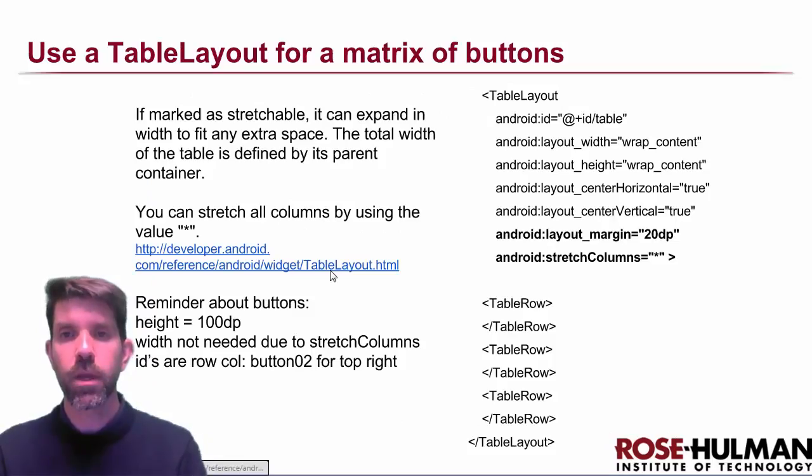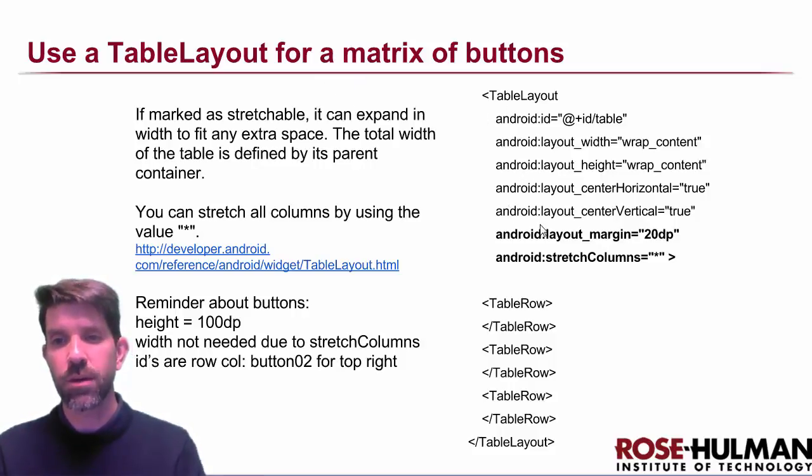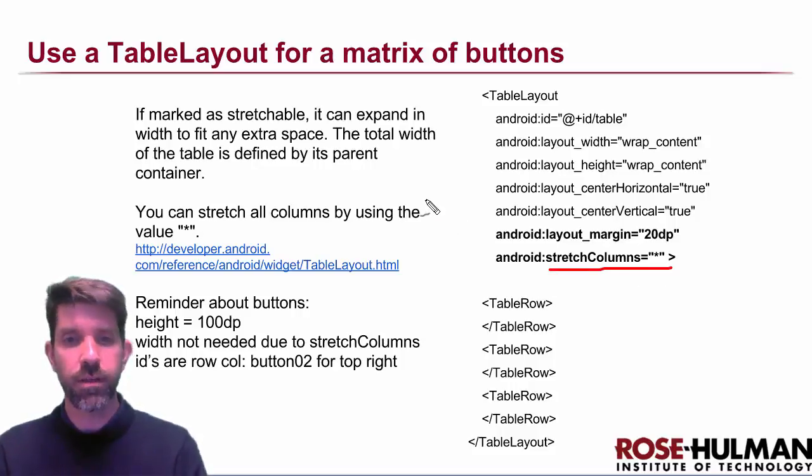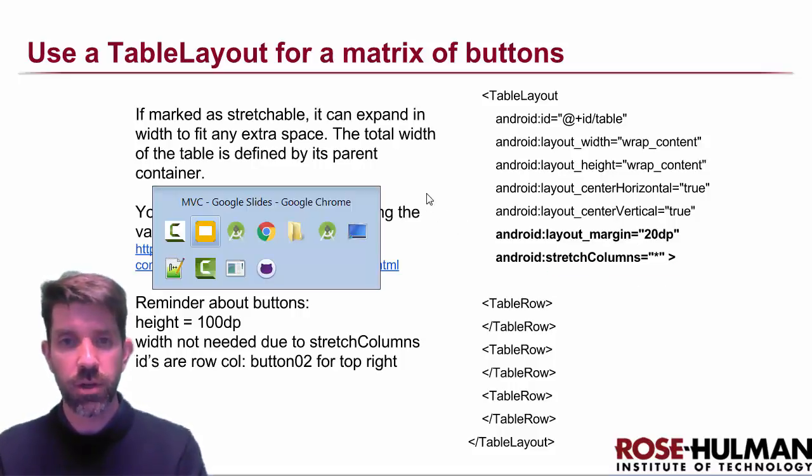So let's see. Table layout, again, we're using this for our matrix of buttons. There are going to be some things we're going to have to know about this, how we're going to get them to stretch out and everything, to fill our space. So we're going to set the width and the height. It's going to be centered. We're going to give it a margin, as we said, and there's going to be this stretch columns right here that we will set to do the right thing. So I think it's time to just go in and make this thing.